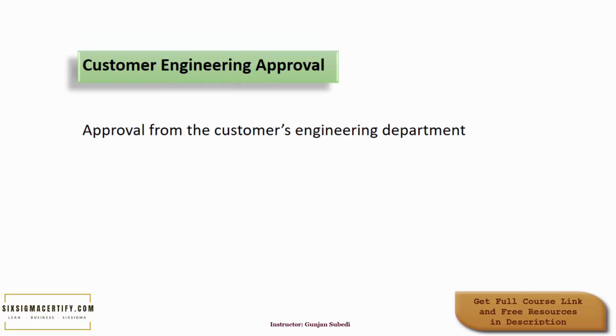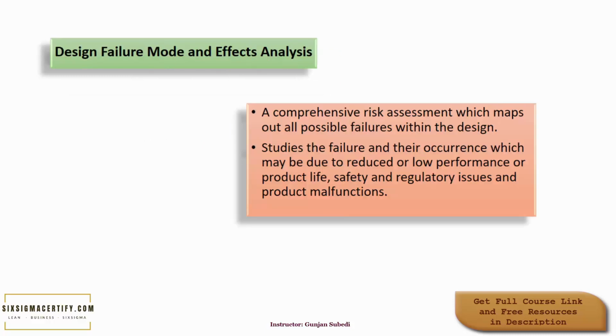Third element, we have customer engineering approval. Sometimes, if required, there needs to be evidence of approval from the customer's engineering department, and this is called customer engineering approval. Another element, design failure mode and effect analysis. We will talk about design FMEA as a separate quality tool, but just for your understanding, this is also one of the elements and should be documented.